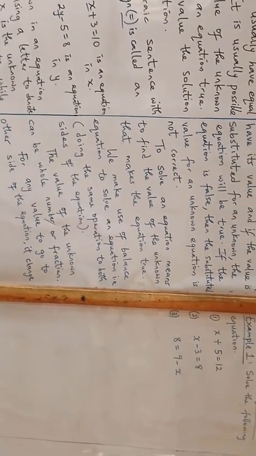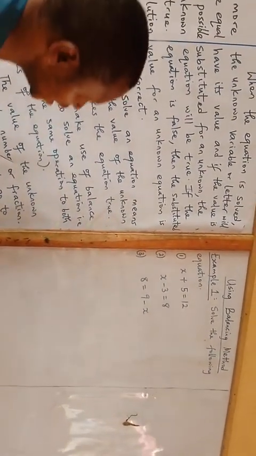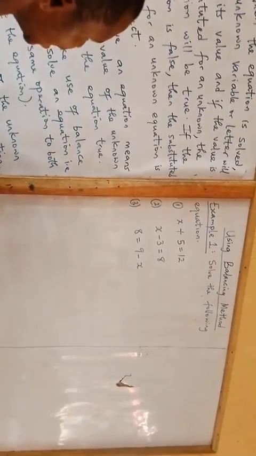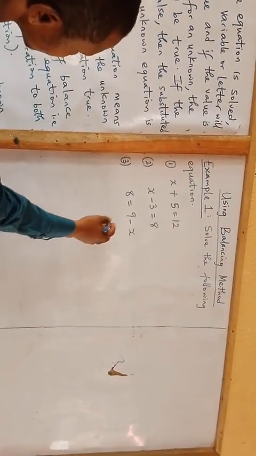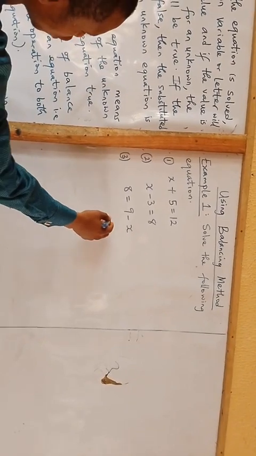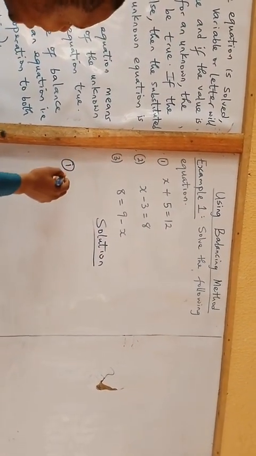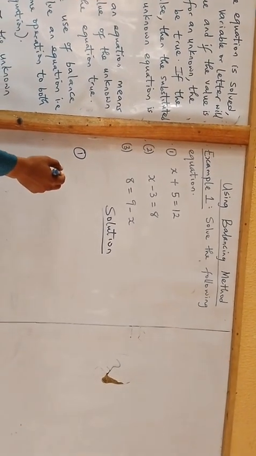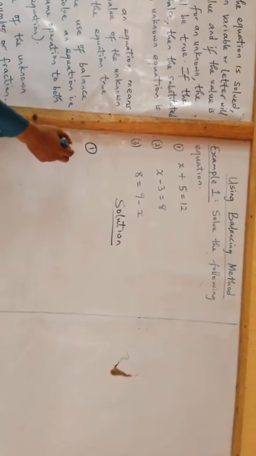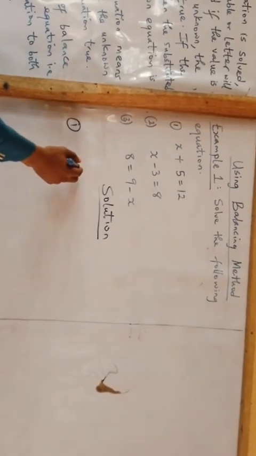Let's solve these questions using the balancing method. Example 1: s plus 5 is equals to 12. Number 2, s minus 3 is equals to 8. And number 3, we have 8 is equals to 9 minus x.